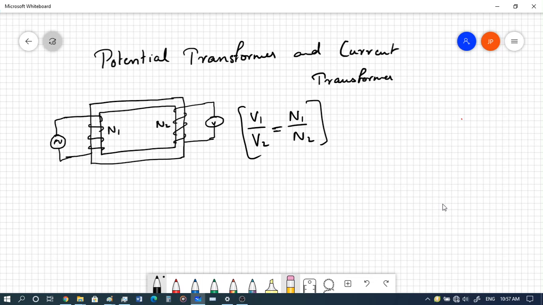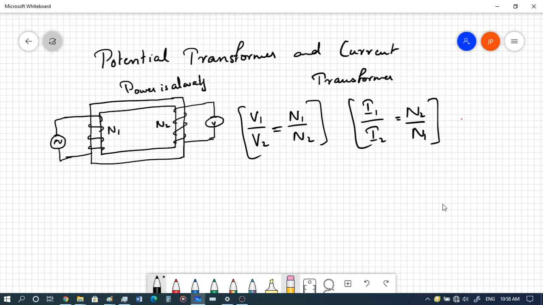And if you look at the current ratio, I1 by I2 is equal to N2 by N1, not N1 by N2, it is N2 by N1. Now here, what remains constant is the power. Power is always constant.